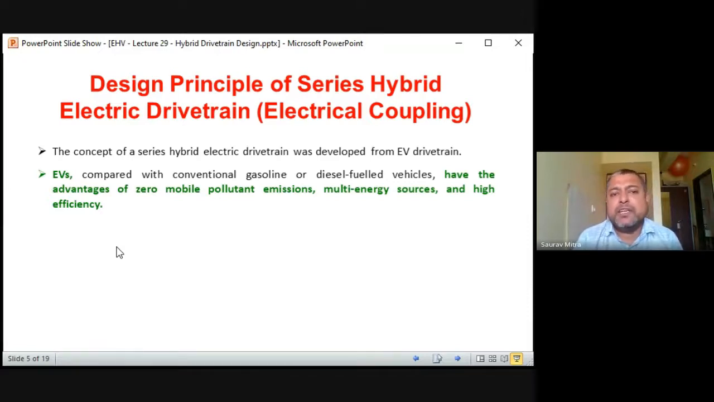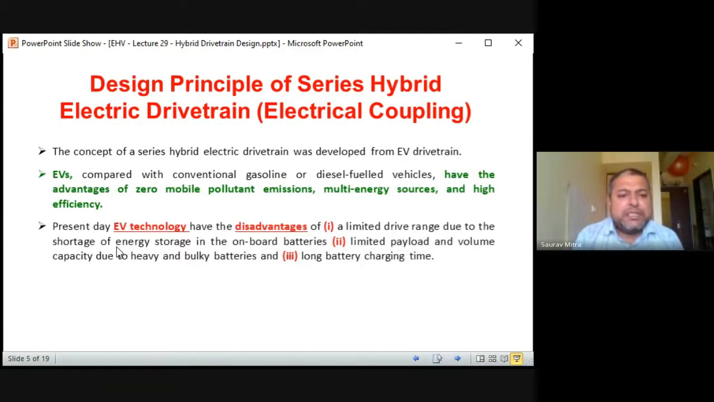But the main problem is that in one charge, it cannot go too much of a distance, and recharging the EV is a big concern. Gasoline is very easy to recharge. You go to any petrol bunk, get the tank of the vehicle filled, and you can go another 300 to 400 kilometers or so. But charging the EV battery is very time consuming, and that is actually the main problem. That is a main concern for EV vehicles. But the advantages are always there: zero pollutant emission, multi energy source, and high efficiency. These are the positives of EV.